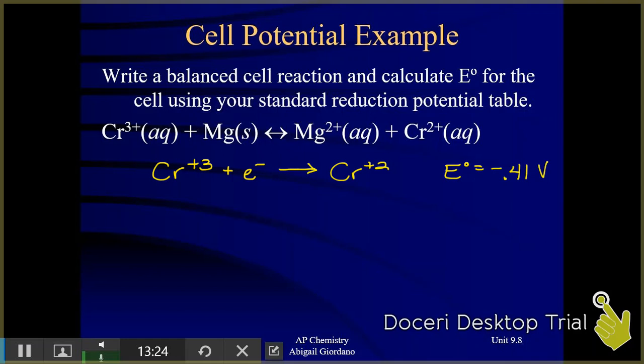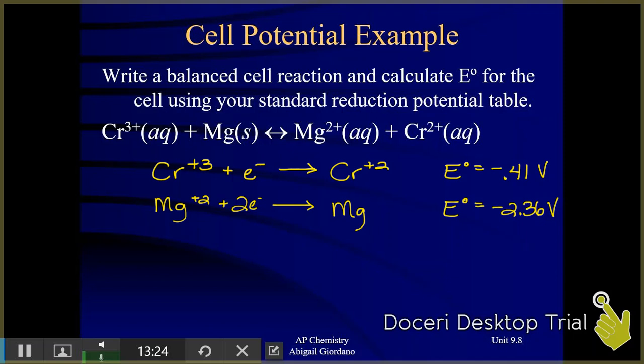Next thing I want to do is find the other half reaction. Find the half reaction that involves magnesium solid and magnesium plus 2. It may or may not be in that order. That's okay. We're just going to copy it straight out of the table, and this is what it looks like. Okay, and out to the side, it says that this potential is negative 2.36 volts.